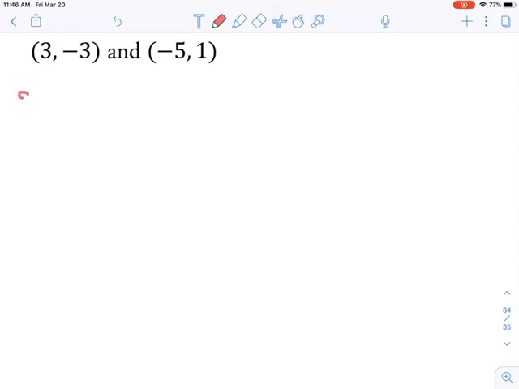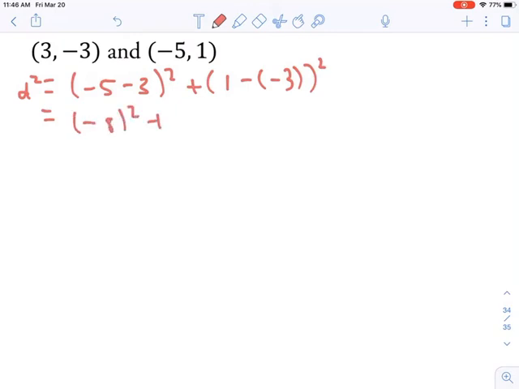Seriously. All right, distance. So we have x2, which is negative 5, minus x1, which is 3, all squared. I'm going to add that to y2, which is 1, minus y1, which is negative 3, all squared. Okay. So then I have negative 8 all squared plus 1 minus negative 3 gives me positive 4 all squared. Okay, again, a reminder, very important to keep that negative inside the bracket, otherwise you're going to get the wrong answer. Okay, so then negative 8 squared is 64 plus 16, which is 4 squared, which gives me 80.